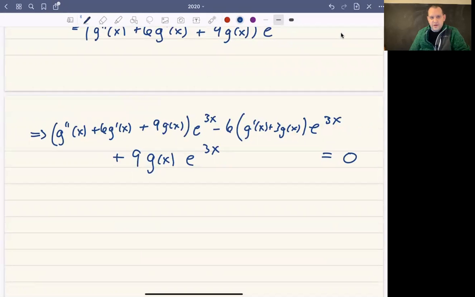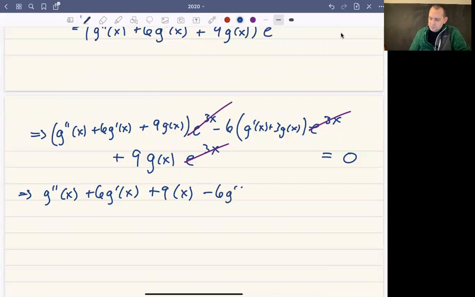And then notice that you can factor out an e to the 3x on the left side, and then you can just divide everything by e to the 3x. So we might as well just cancel the e to the 3x's right away. You can just divide both sides by e to the 3x, and the right side is just 0. So 0 divided by whatever is still 0. So we end up with g double prime of x plus 6g prime plus 9g minus 6g prime. So just distributing through, minus 6g prime minus 18g plus 9g of x is equal to 0.